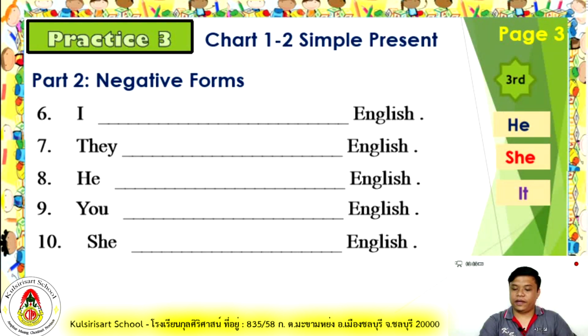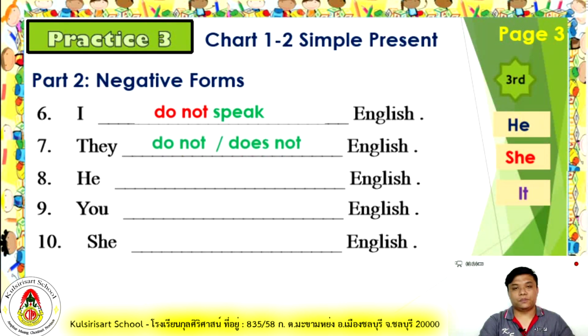Okay, let's try to find out. I do not or does not. Okay? What do you think is the answer? I do not speak English. I don't speak English. You can say, I don't speak English. Okay? When are you going to use do and when are you going to use does? I'll explain it to you later.